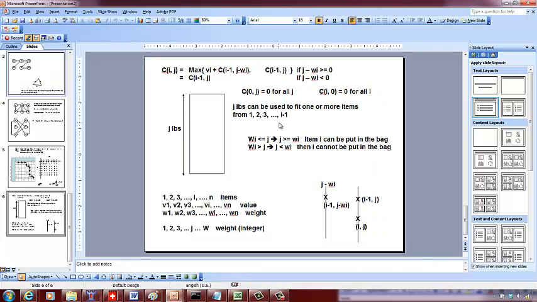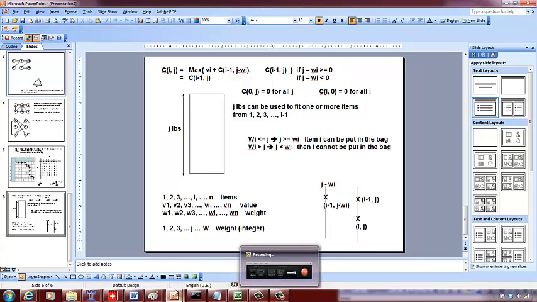Okay, so for item i, for the cell i comma j, go to the top cell, the immediate top row, right? That's what it is. Take the immediate upper value, which is the cell i minus 1 comma j. Compare the value in that cell with the sum of the value in the cell i minus 1 comma j minus wi plus the weight of item i that you are trying to currently add. Whichever is greater, you go with that option. Okay.